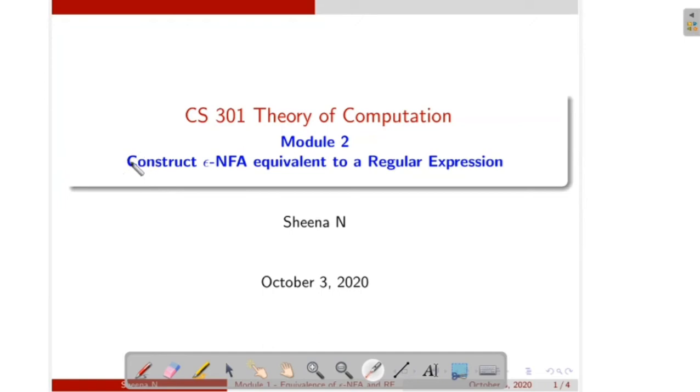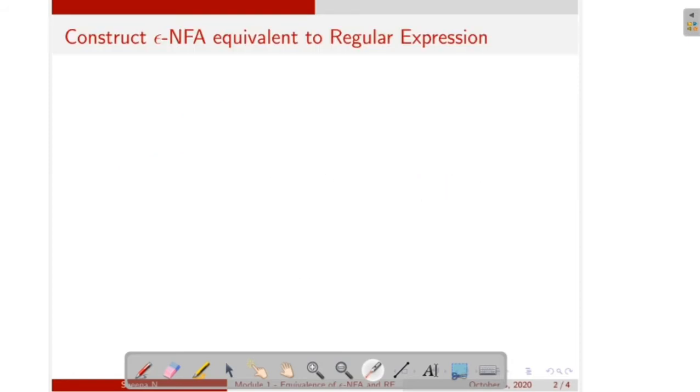Hi students, in this video I will explain how to construct epsilon NFA equivalent to a regular expression. That means we have given a regular expression and our aim is to construct an epsilon NFA equivalent to that given regular expression. Okay. So here first I will explain how to construct epsilon NFA equivalent to some basic regular expression. By studying that construction you can easily draw an epsilon NFA for any regular expression.